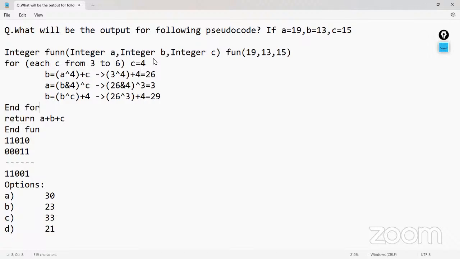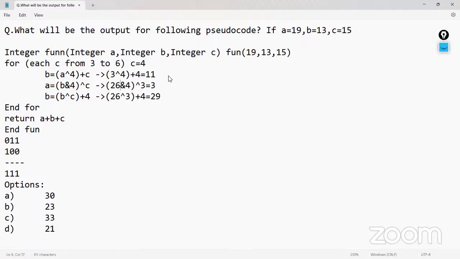Let us calculate that 3 XOR 4. So 3 means 2 plus 1 and 4 means 100. And if you can see, the answer is 111. That is 4 plus 2 plus 1, that is 7 itself, and 7 plus 4 becomes 11. Okay, so right now B is 11 at the second iteration.